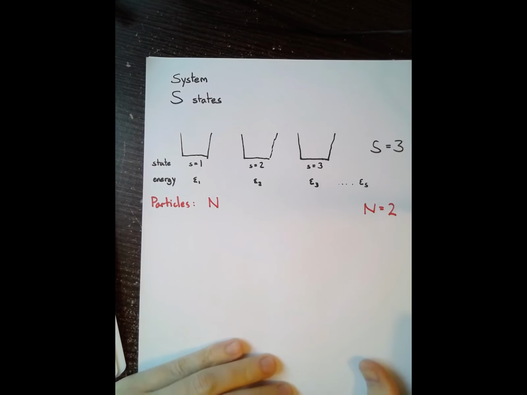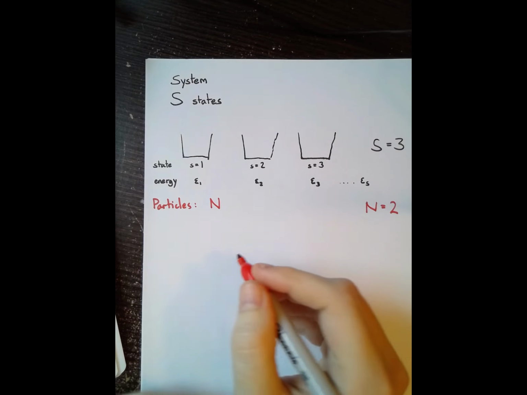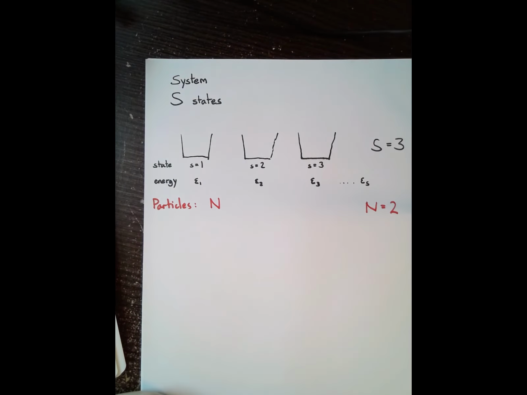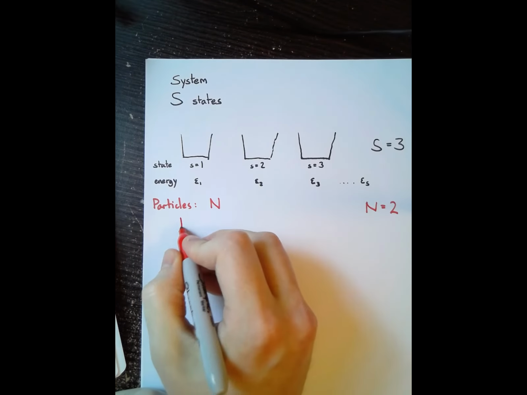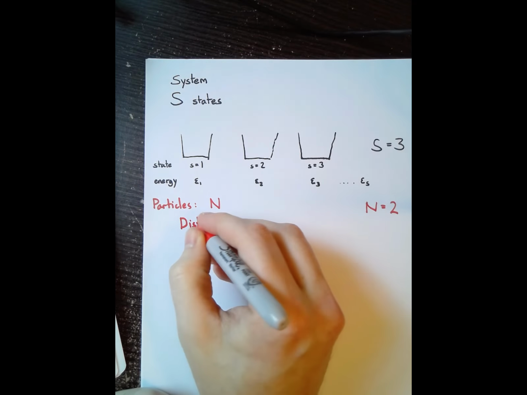Now, we firstly have to decide on some fundamental properties of these particles. And there are two types of particles that we are going to consider. At the classical level, particles are said to be distinguishable.